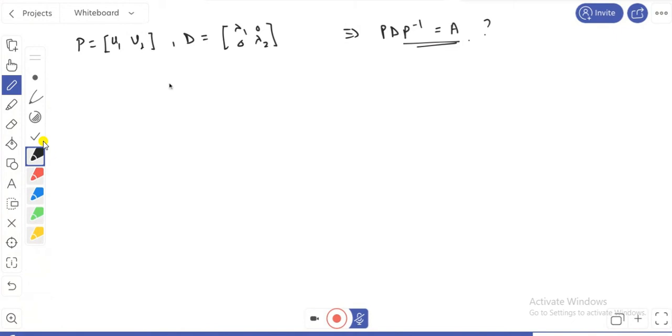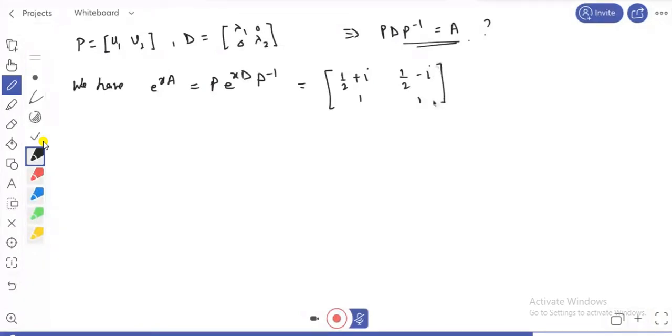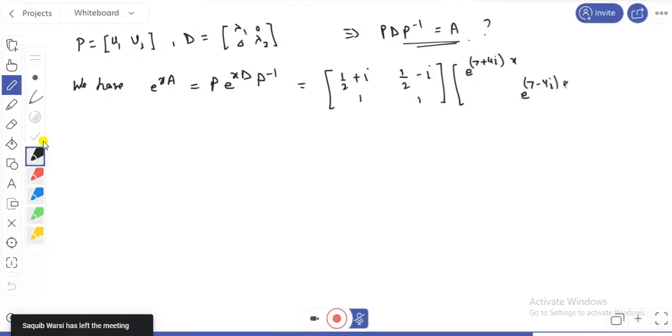Now you have to find the matrix exponential. So we have the matrix exponential equal to P e to the power xt P inverse, by using that formula. Here P is a matrix made by eigenvectors, so this becomes 1, and here half minus i, 1. This is your P. And what about your D? D is basically the exponential of the eigenvalues. Eigenvalues are 7 plus 4i into x, and the second one e to the power 7 minus 4i into x, and these are diagonal matrix, so this becomes 0.